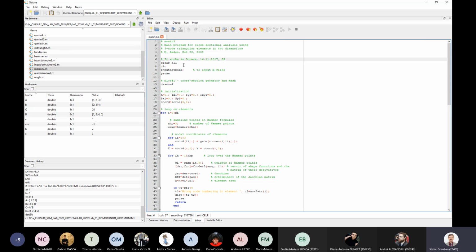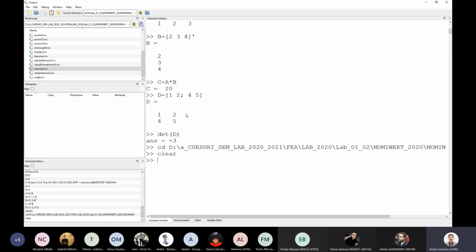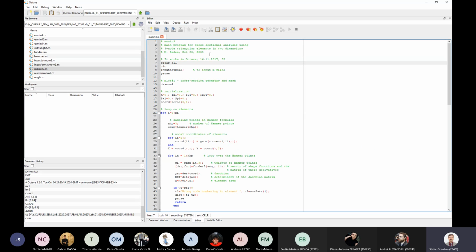That means the program will delete all the variables in the working space here. So we have this one. If you use the command window, you will see no more variables here. Then again, clear screen and so on, input dot mom3.